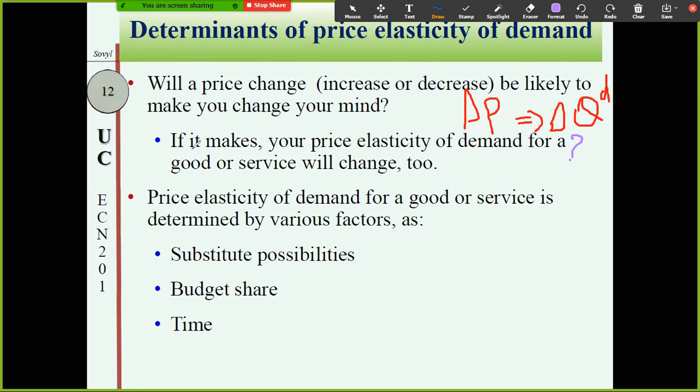If yes, your price elasticity of demand for a good or service will change too. That means when the price changes, will you change your mind about buying the good, by buying more or less? If you change your mind because of a price change, it means that your price elasticity of demand for that good or service will also change. But in general, people or buyers always change their mind when the price changes.